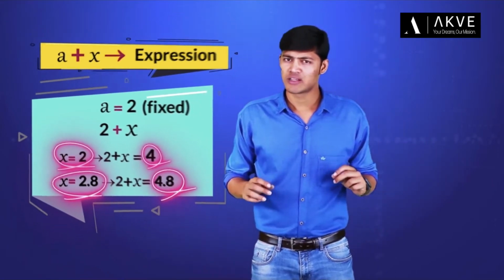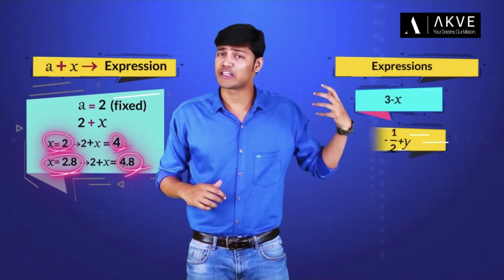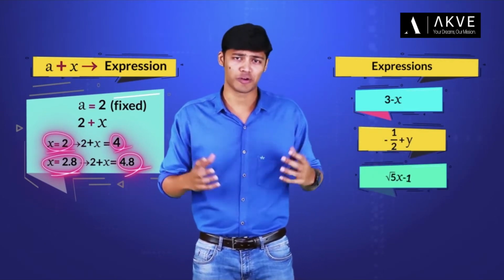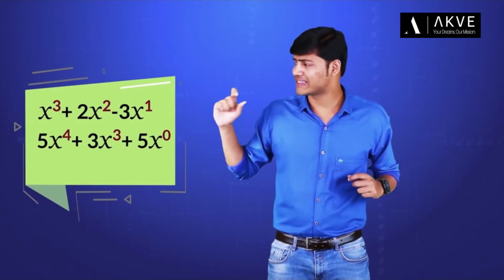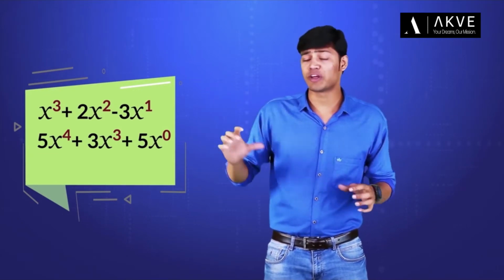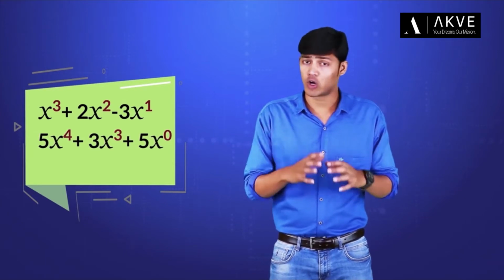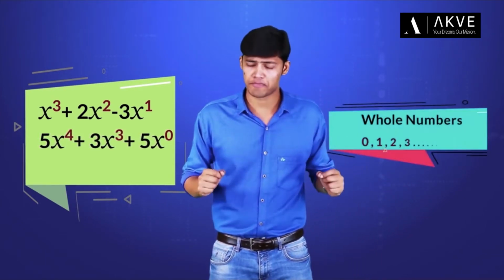Some other examples of expressions can be 3 minus x, minus 1 by 2 plus y, square root of 5x minus 1, and some more. If you remember, in our previous classes, we came across these sort of expressions. If you observe carefully, in both these expressions, there is one thing in common. That is, in each term, the variable x is raised to any whole number power. Not an integer, not a natural number, only a whole number.